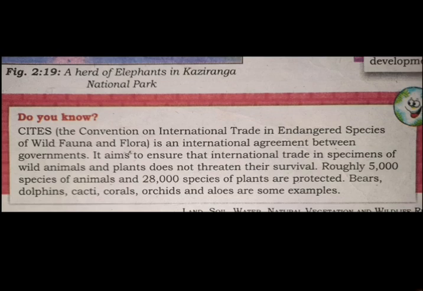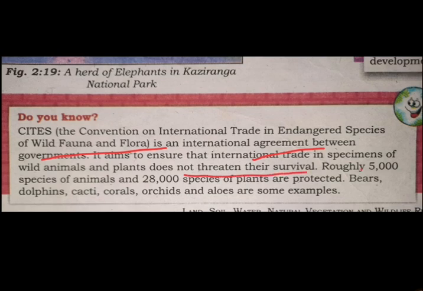Now look at here, CITES. What is the full form of CITES? The Convention on International Trade in Endangered Species of Wild Fauna and Flora. It is an international agreement between governments. It aims to ensure that international trade in specimens of wild animals and plants does not threaten their survival.